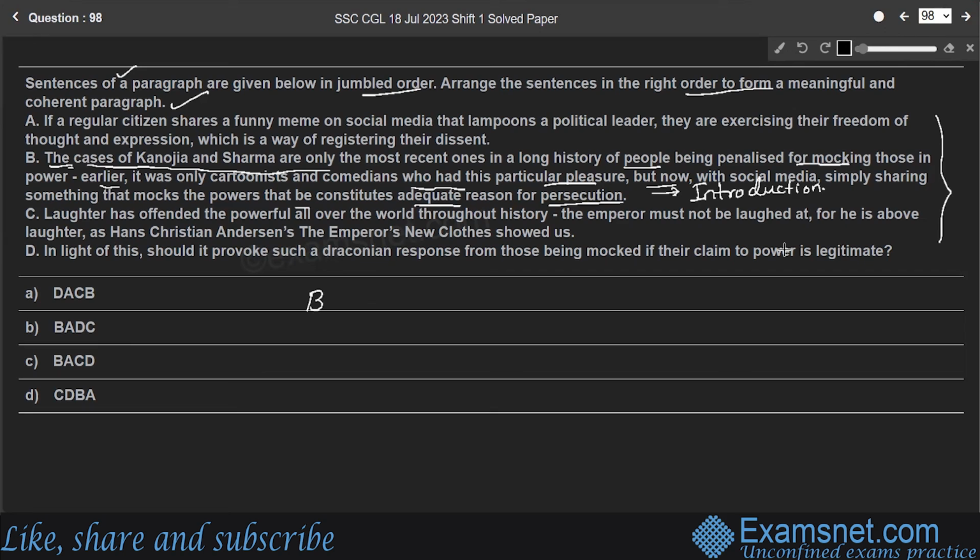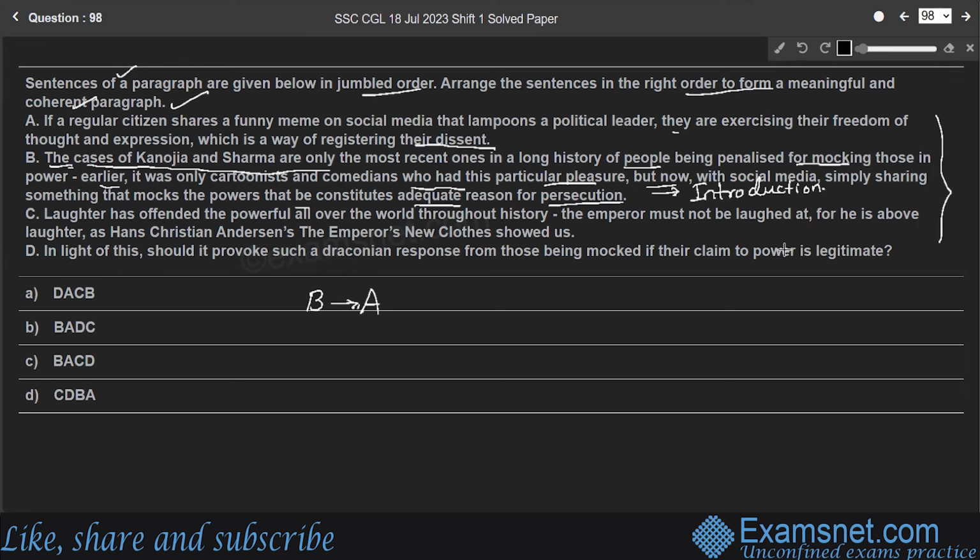Right? So next comes sentence A. If a regular citizen shares a funny meme on social media that lampoons a political leader, they are exercising their freedom of thought and expression, which is a way of registering their dissent. So here sentence A further explains the issue of freedom of expression in a democracy, right? So the second sentence is A. To maintain continuity, sentence A should come after B, right?